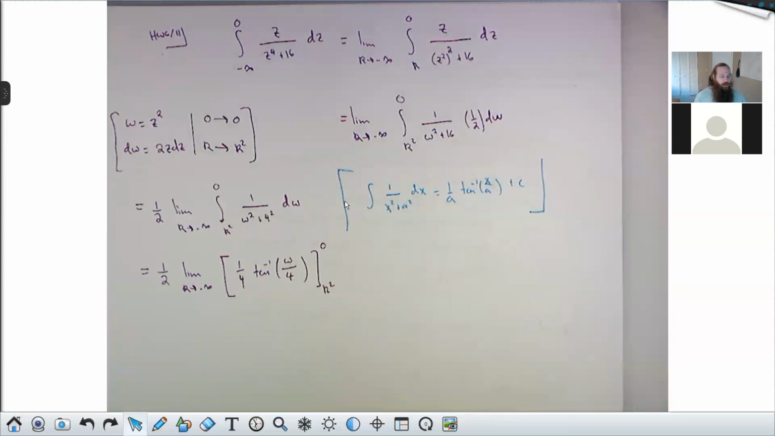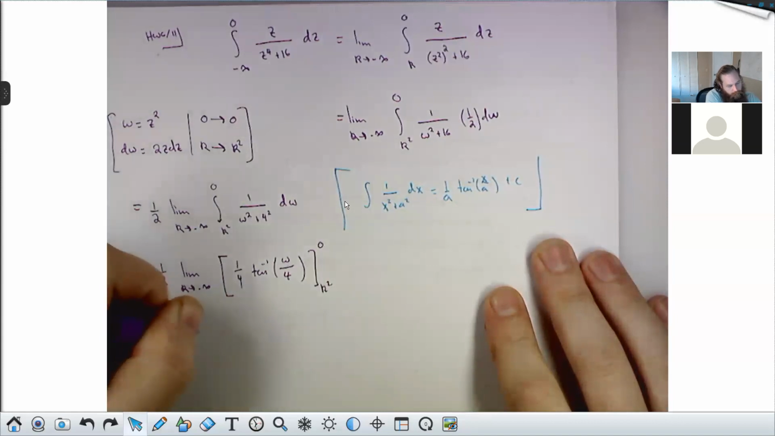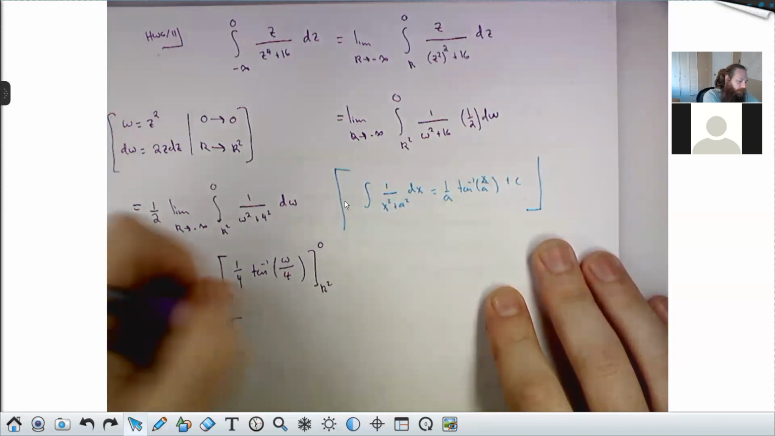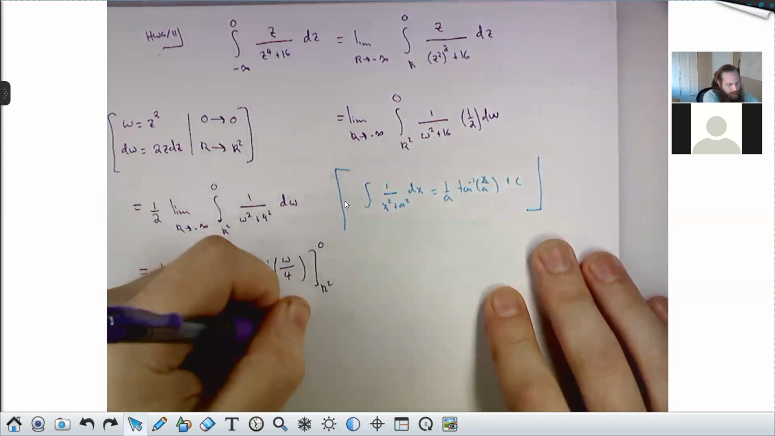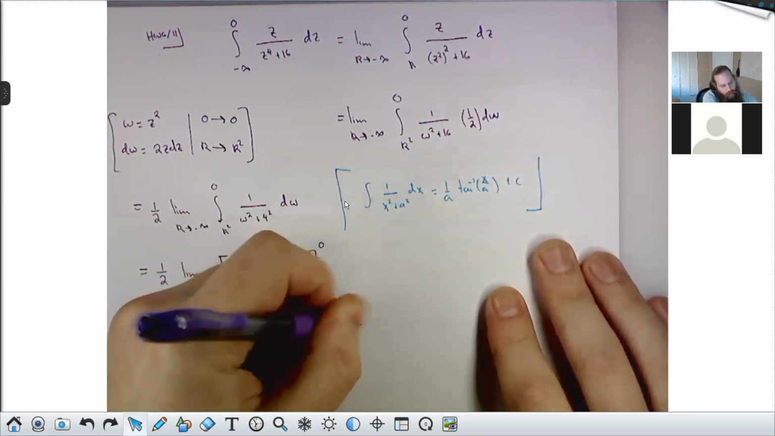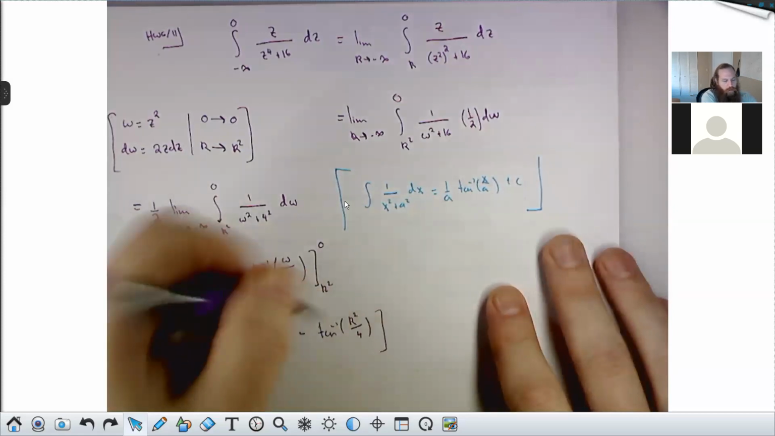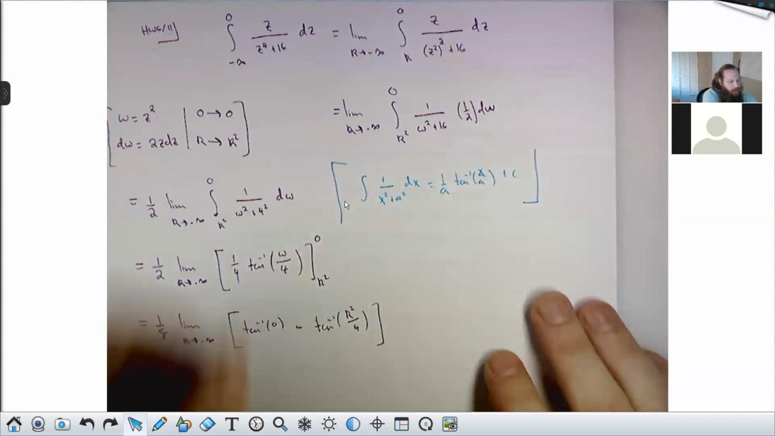So now I'll evaluate between bounds. I can pop this 1/4 all the way out. I'll get 1/8 limit r to negative infinity, inverse tangent of 0 minus the inverse tangent of r squared over 4. The inverse tangent of 0 is 0.